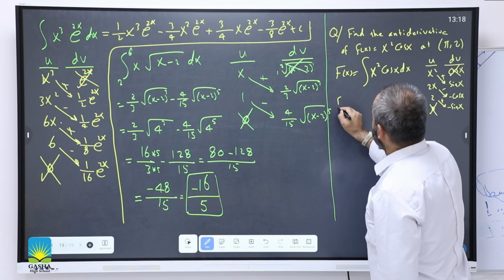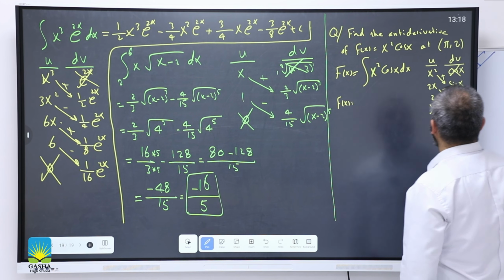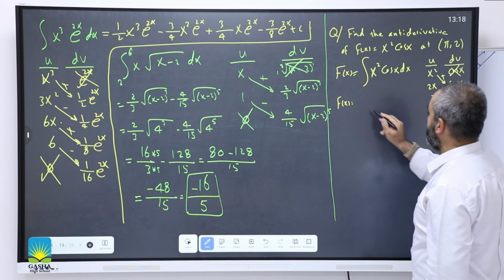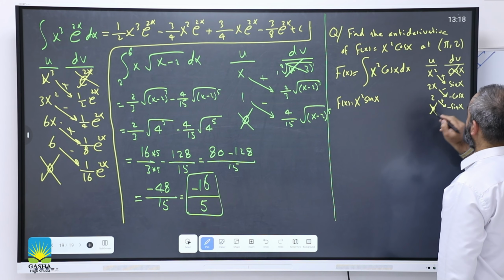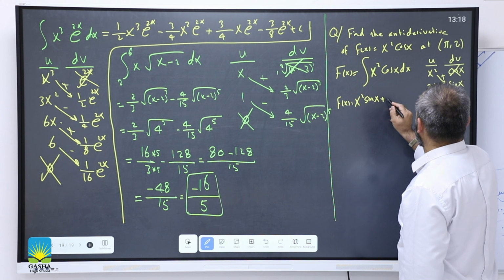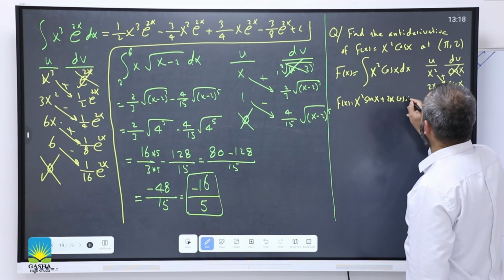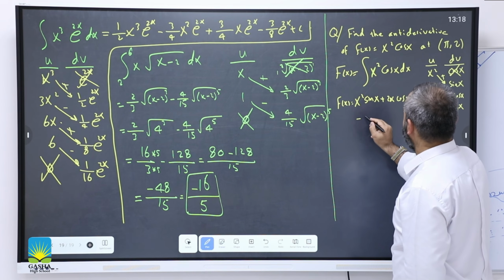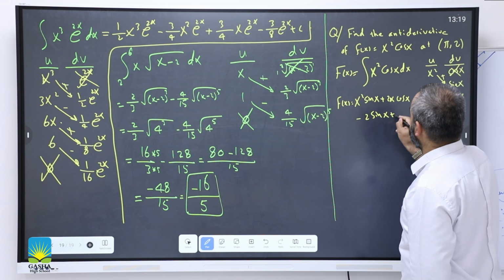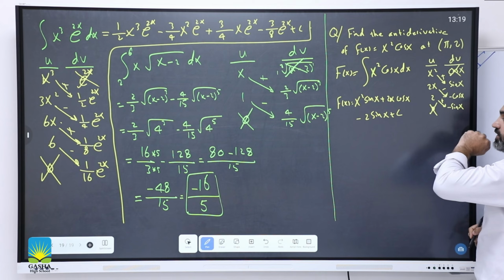So what is the result of f of x equal to what? x squared times sine x, x squared sine x, right? Negative times negative, positive 2x cosine x, and positive times negative, negative 2 sine x plus c. So this is the integral.